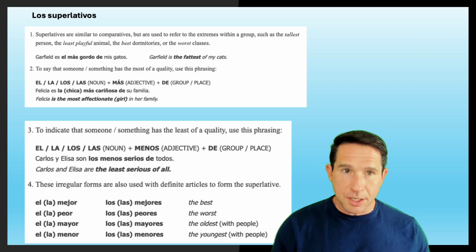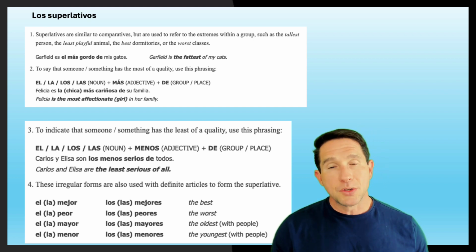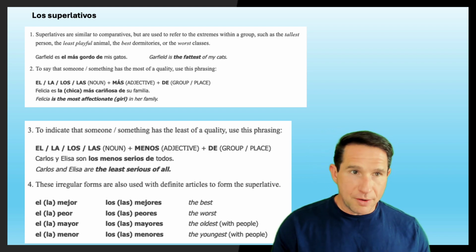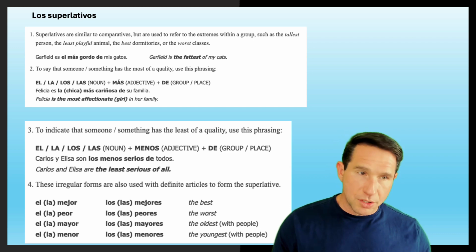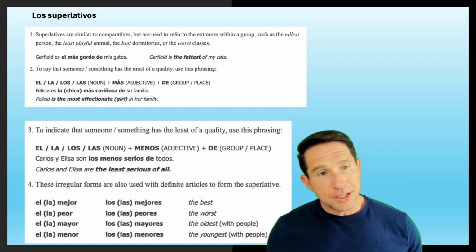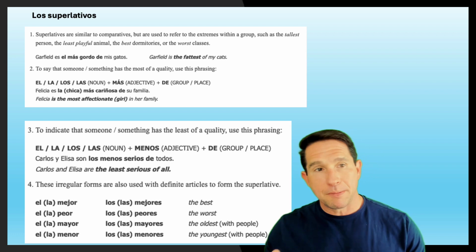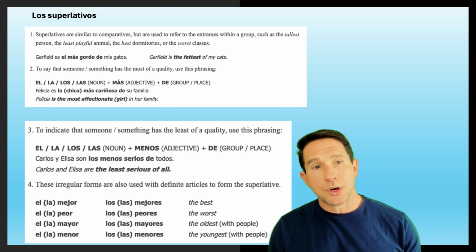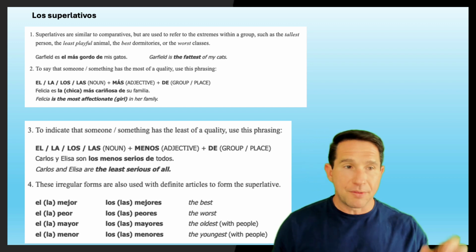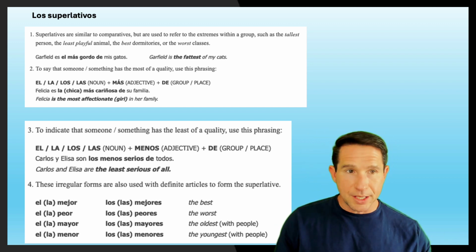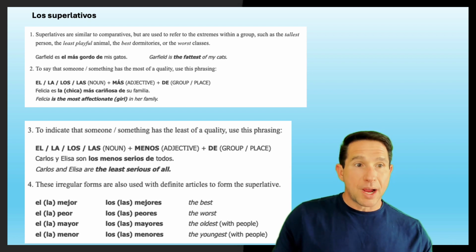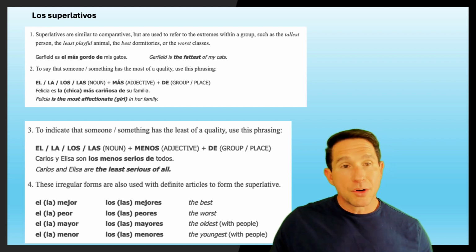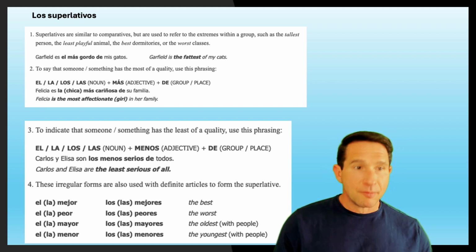Superlatives are similar to comparatives, but they're used to express extremes within a group, such as the tallest, the least playful animal, best dormitories, worst classes, right? So again, this is a formula instead of más que, menos que. Look at the structure. Garfield is el más gordo de mis gatos. So we have el, because Garfield is masculine. We have what it is, right? So más gordo, right? Más in the adjective, right? Of a group, de mis gatos, right?